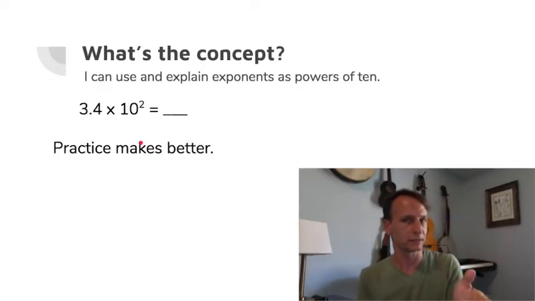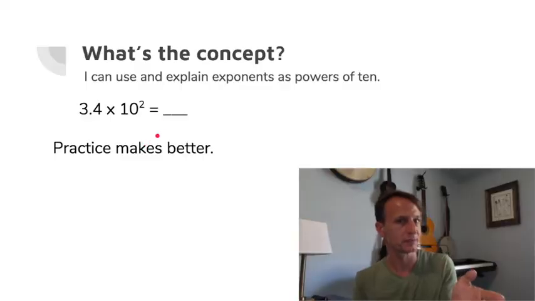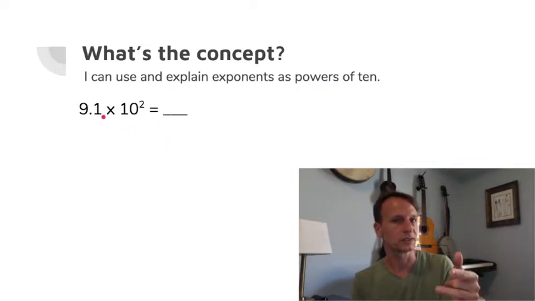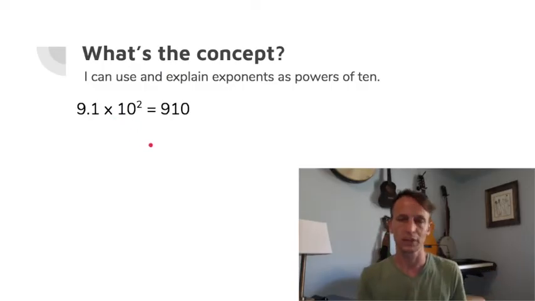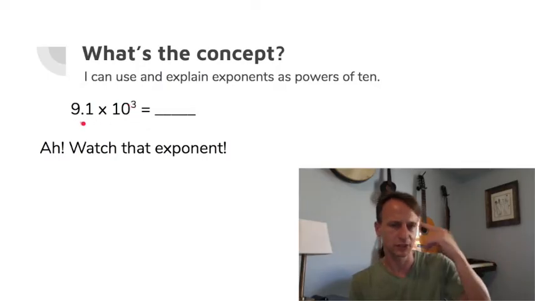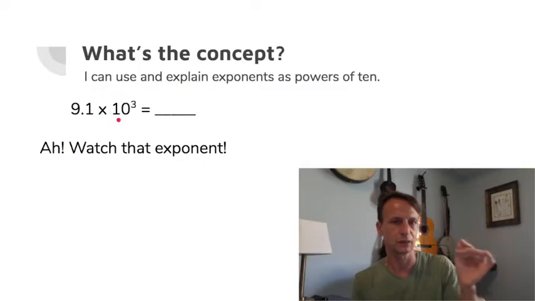Practice makes better. Maybe not perfect, but better. 1, 2 places. Yes, 340. 1, 2 places. 910. Impressive. Yeah, that's right. Cubed now. 1, you have to picture this a bit in your mind. 2, 3 places. 9,100. What number is that?